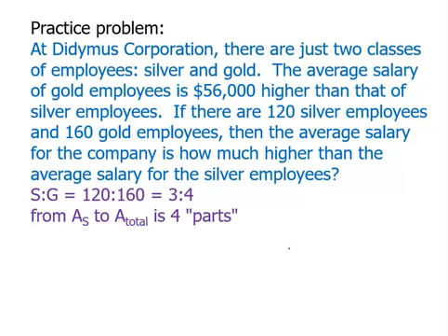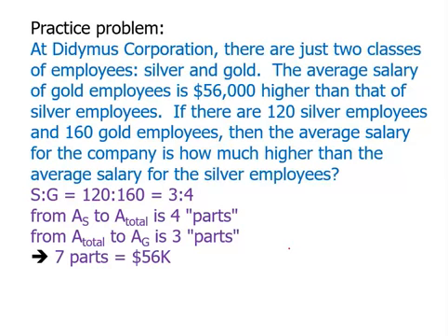So now let's think about distances on the number line. From the average of silver up to the average of the total is 4 parts of the distance. From the average of the total up to the average of the gold is 3 parts of the distance. And again, there are 7 parts in total. Well, we know that those 7 parts altogether make up a difference on the number line of 56,000. So 7 parts equals 56K. Divide both sides by 7. We get 1 part equals 8,000.